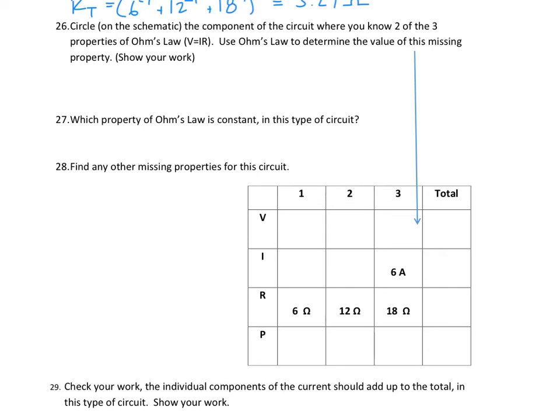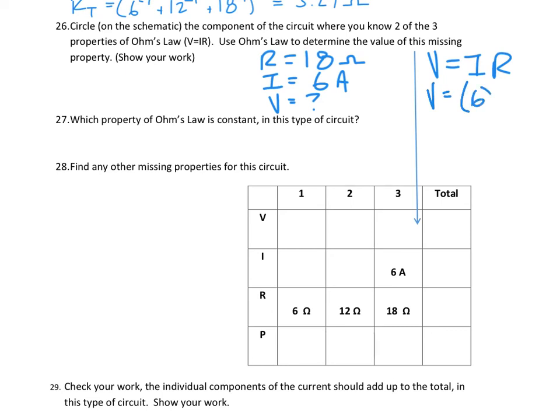And I want to use Ohm's law to determine the value of that missing component. So if I know resistance is 18 and the current is 6, then I need to find voltage. And I can find voltage using V equals I times R. So if I take my I, which is 6, and R, which is 18, and I multiply them together, I get 6 times 18. Let me scoot this up so you can see. And 6 times 18 gives me 108.